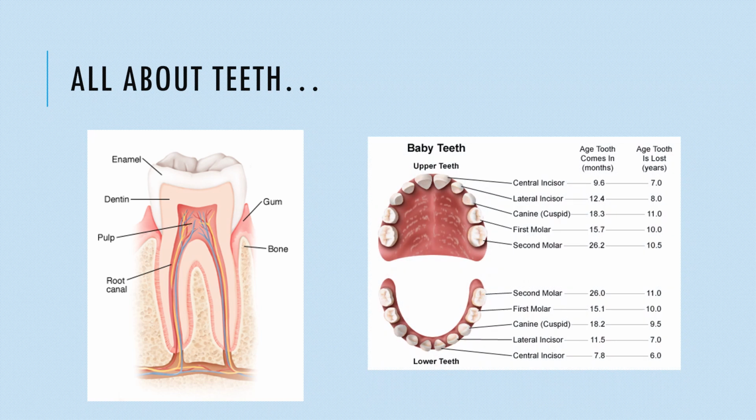Primary teeth, also known as baby teeth, typically erupt or emerge from the gums around 6 to 12 months of age. There are 20 primary teeth. The first tooth is usually lost around age 6, and the last primary tooth is usually lost around age 12. There are 32 permanent adult teeth.